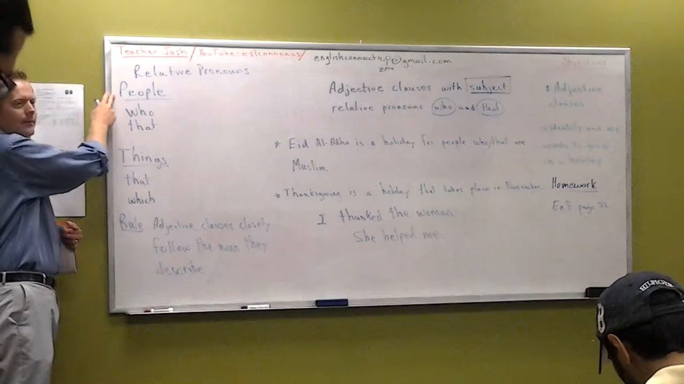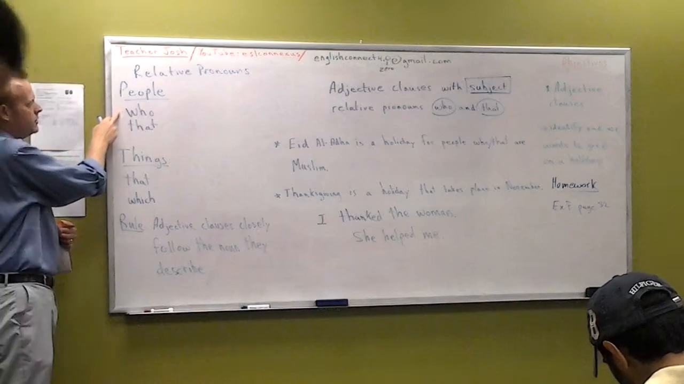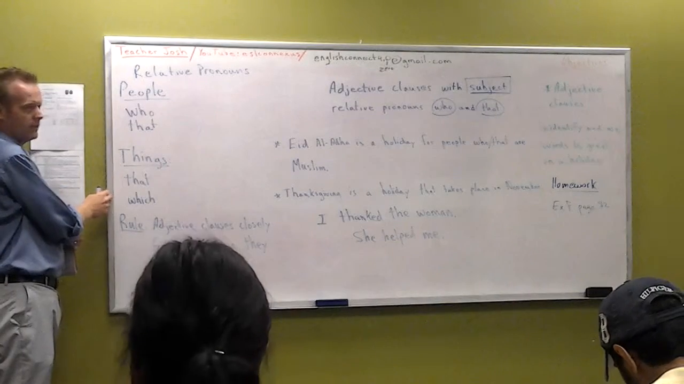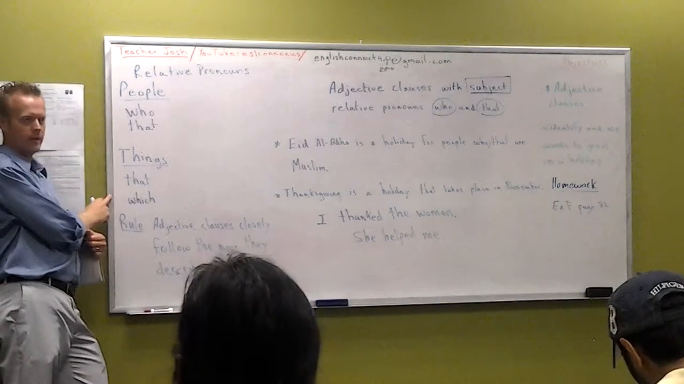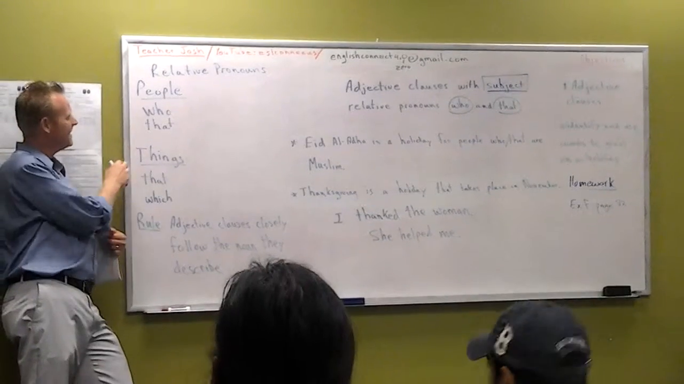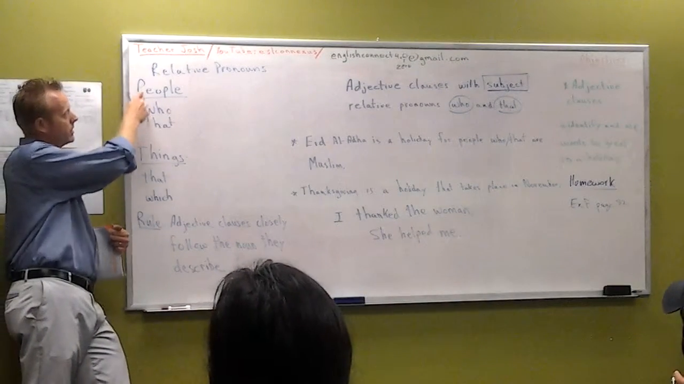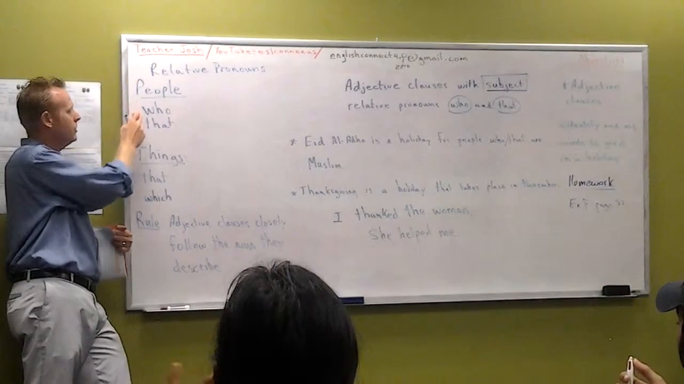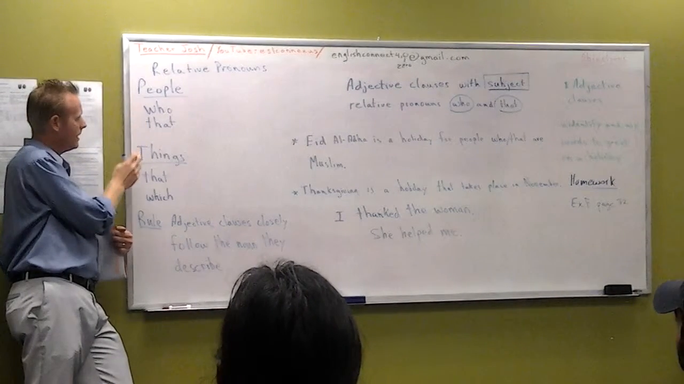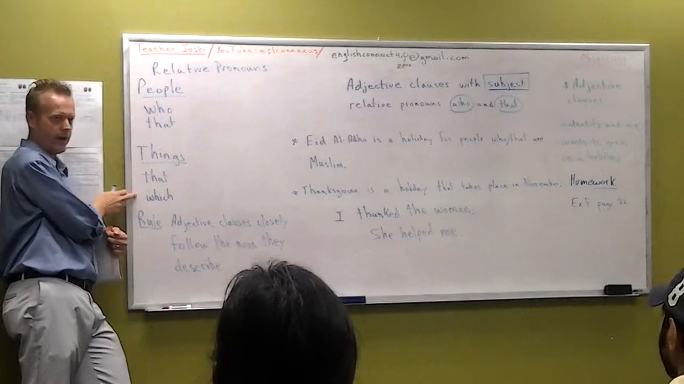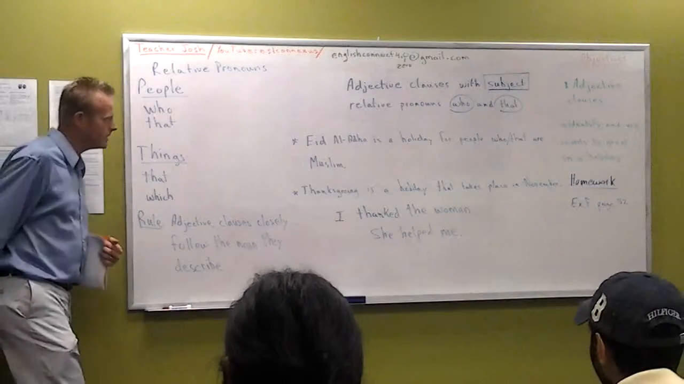So if you want to describe a person, we always use who or that. Or whom. Yeah, that's true. We'll get to that. There are others, but for today, this lesson right now, we're going to talk about describing people with who and that, okay? And things, which and that, okay? Let's look at some examples.